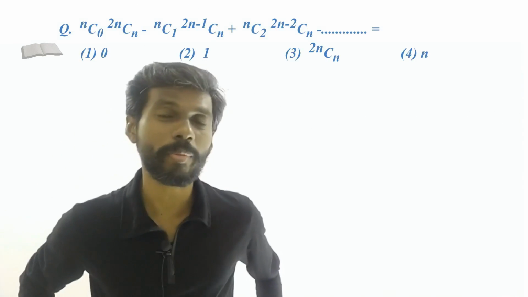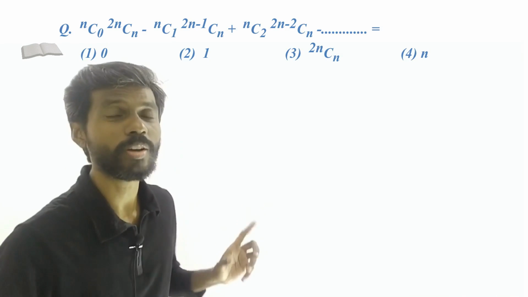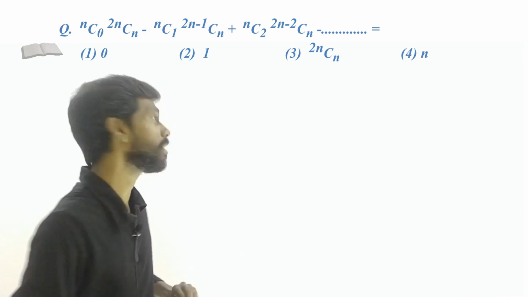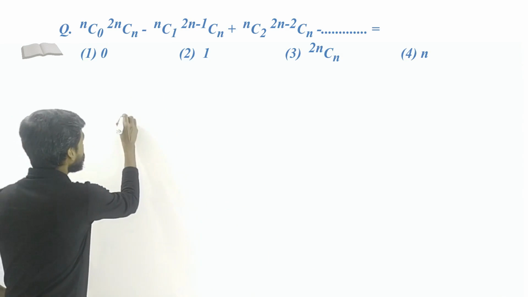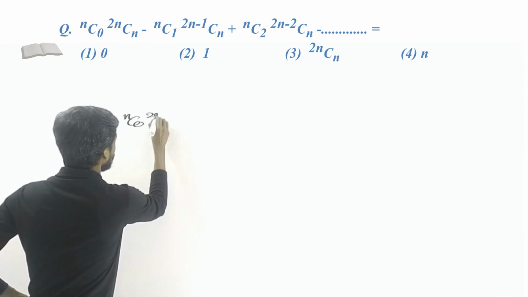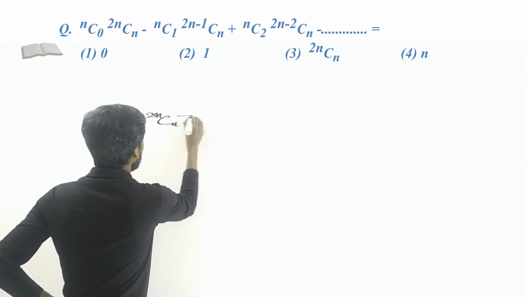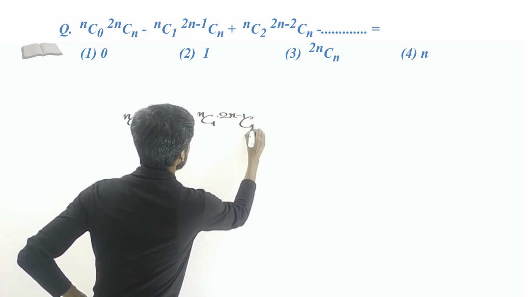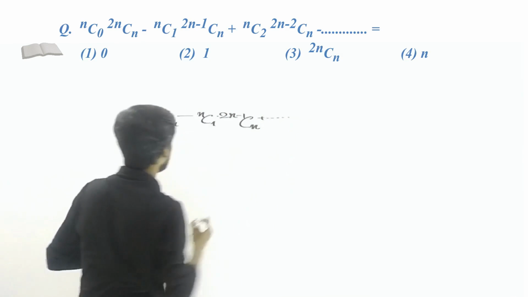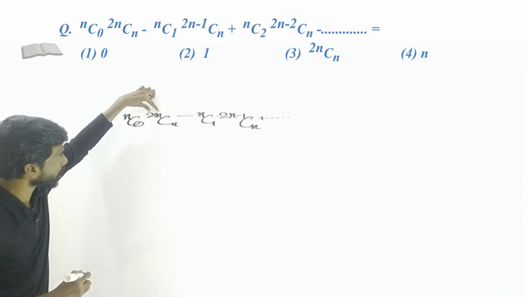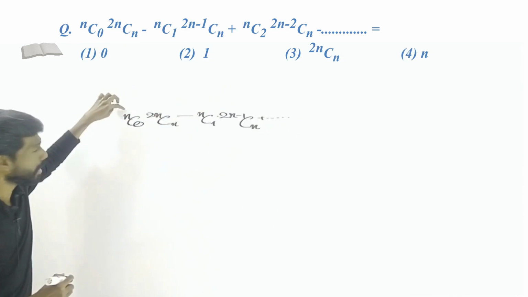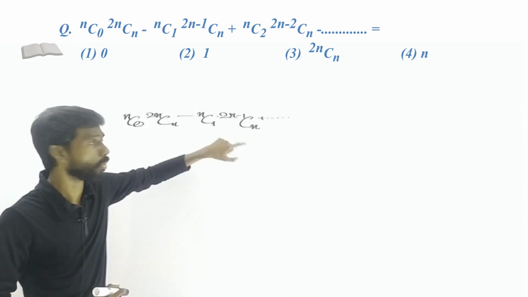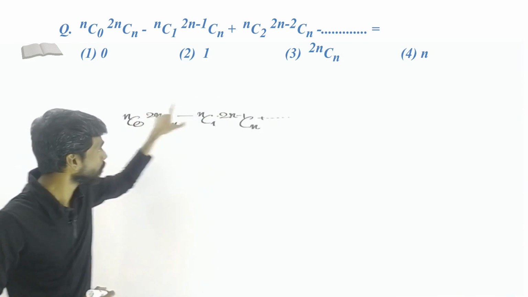This looks like a similar combination of the binomial coefficients, but it is not. We have to use a different method. So this question is different from what we have done so far. It is of the form nC0 and 2nCn minus nC1 and 2n minus 1 Cn. So far we have done questions where these values were constant, like nC0 mC1 and nC1 mC2, same m here, but these values are different here.